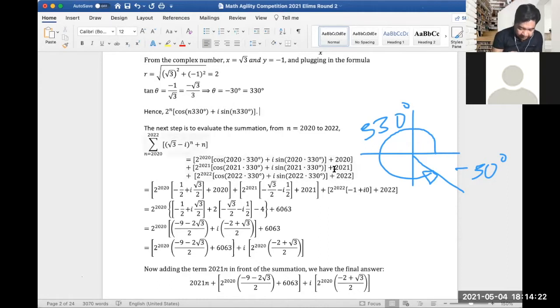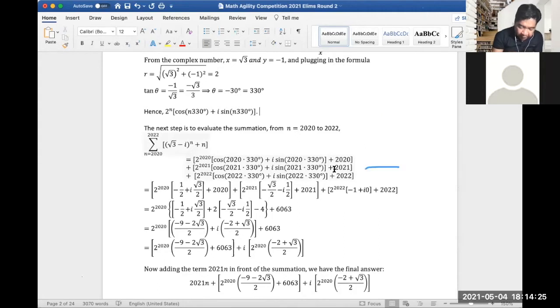which you can see on the second line, this line and the last line here. And then we'll try to evaluate the angles of cosine of 2020 times 330 degrees. So that would give us 1/2, right? Because it's positive. And then for sine of 330 degrees, that is negative 1/2 if you still remember your unit circle, right? So that would fall on square root of 3 over 2, 330 degrees.